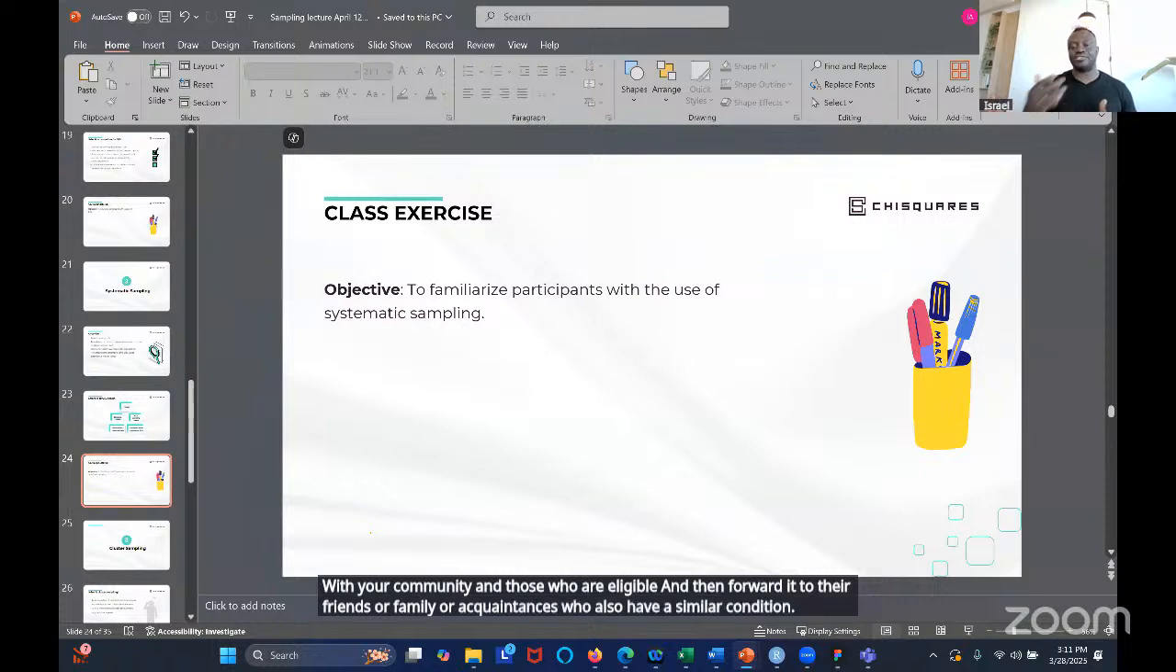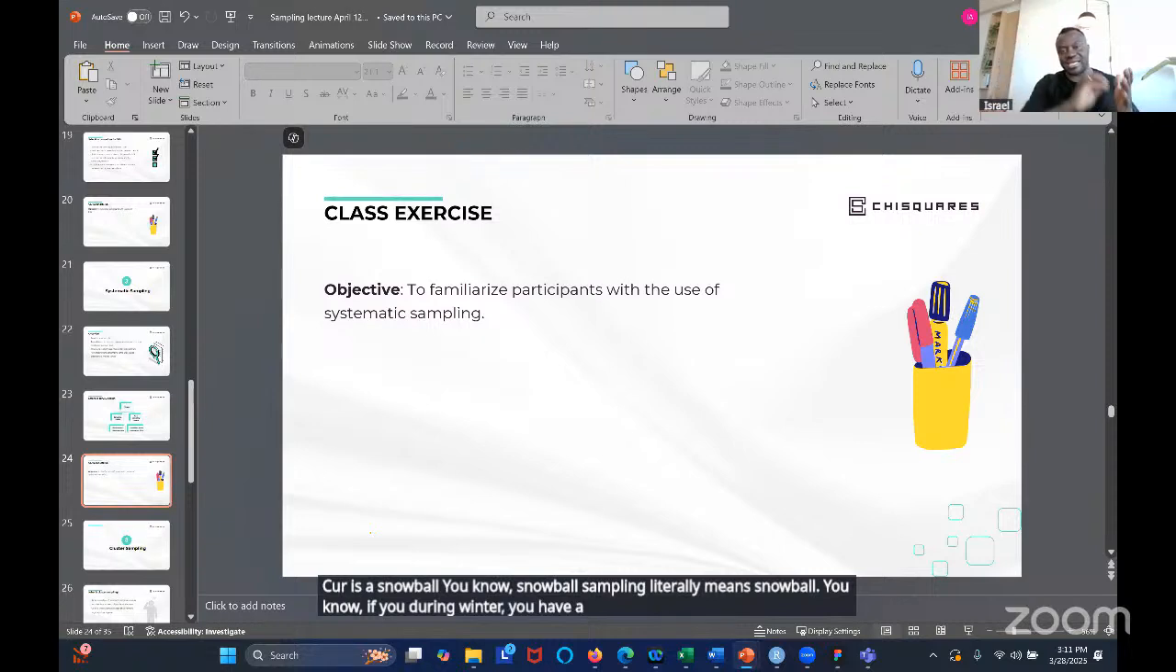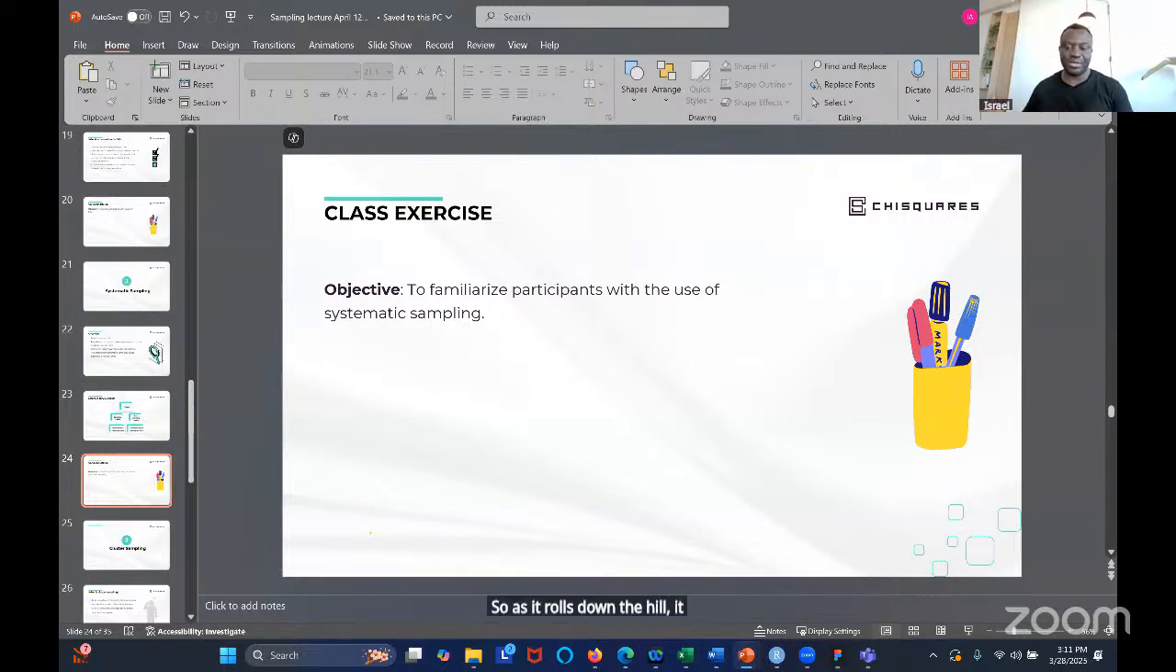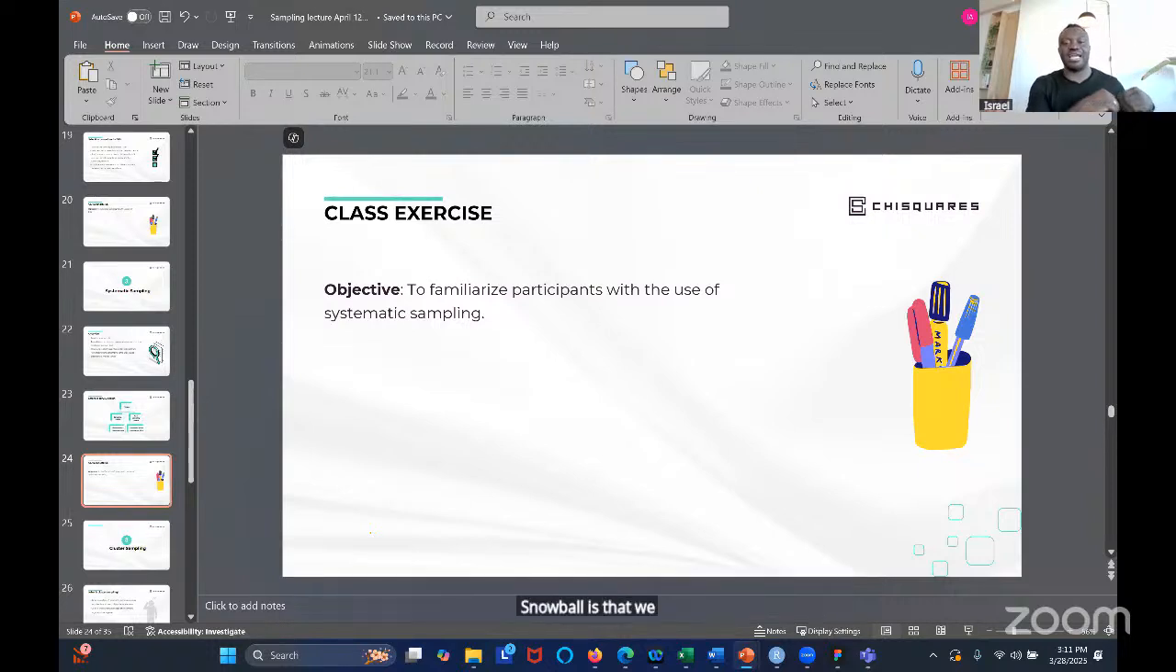See, it's a snowball, because snowball sampling literally means snowball. During winter, imagine a snowball that starts falling from the top of the mountain down. The snowball gets bigger and bigger as it goes down the mountain because it gathers more and more snow. That's the idea behind snowball sampling. We start small at the top, and then as people forward it to their groups, the sample size becomes larger and larger as people forward the survey to other people in their network. So that's an example of snowball.